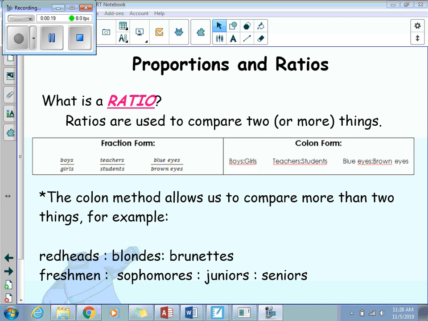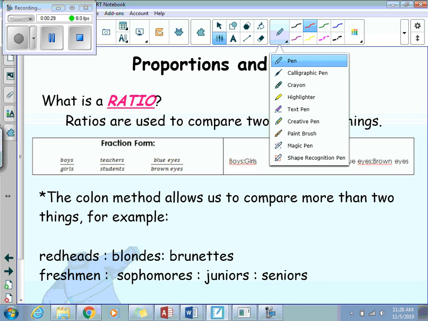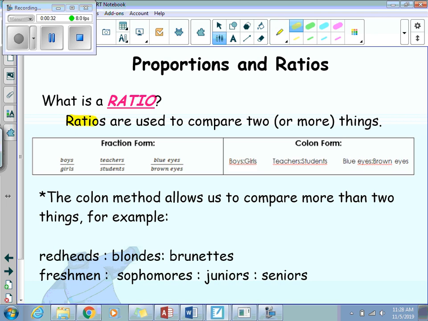So a ratio is something where we're comparing two or more things. So I'm going to highlight that, right? We're comparing two or more things. We can write these in multiple forms. We've got the fraction form, which is how we're going to be writing it for the most part when we're trying to solve using cross multiplication. So we're going to be putting it in the fraction form that you see here.